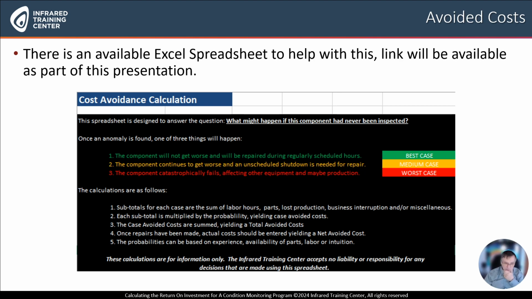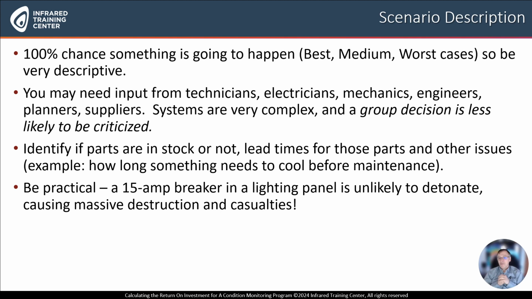It's important that we describe these in detail, okay? So there is a 100% chance that something is going to happen: the best case, the medium case, the worst case. So be very descriptive. You may need input from technicians, electricians, mechanics, engineers, planners, suppliers. Systems are very complex, and a group decision is less likely to be criticized if it's wrong, okay?